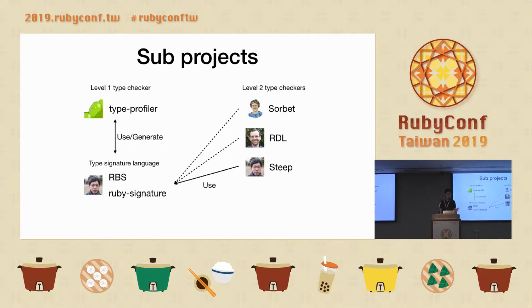This shows the relationship between each project. TypeProf uses and sometimes generates the type signatures, and the level 2 type checkers read the type signatures of libraries or applications using Ruby Signature or RBS. Currently, Sorbet and RDL use their own type signature languages, and Steep is the type checker that uses Ruby Signature, as I developed both of the tools.